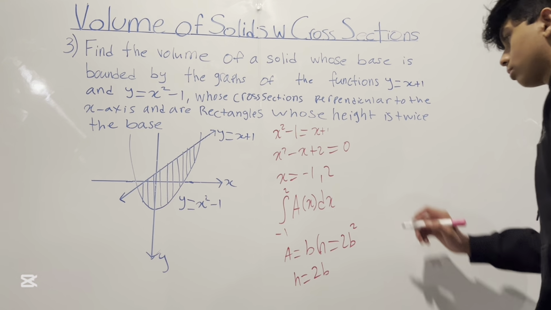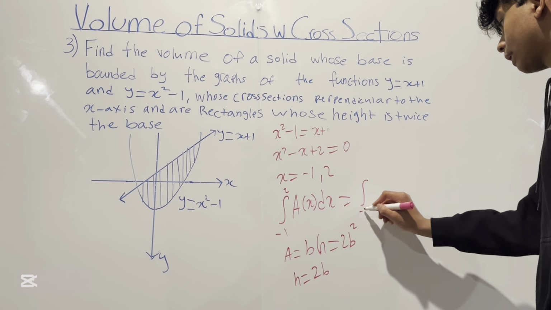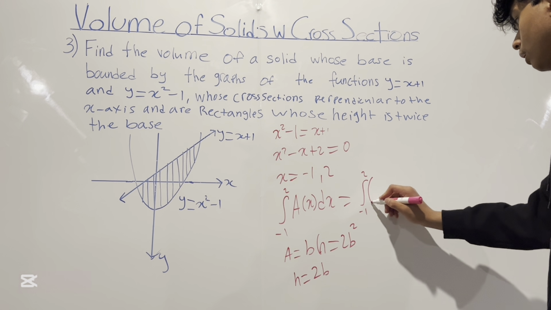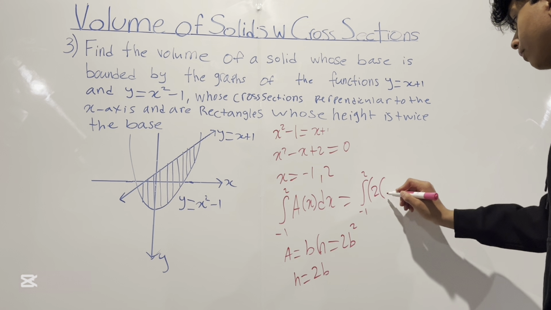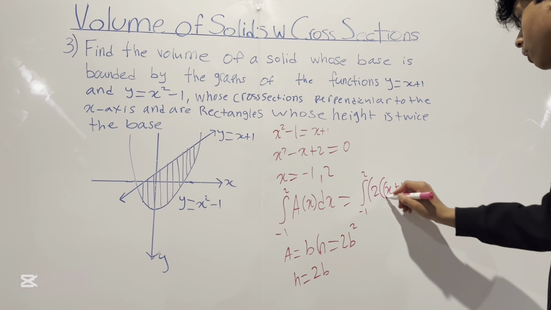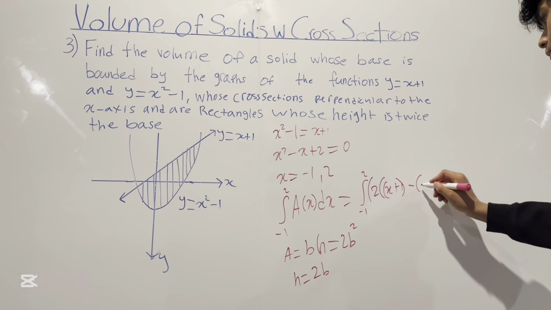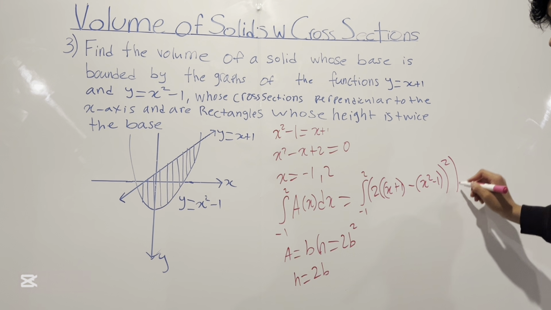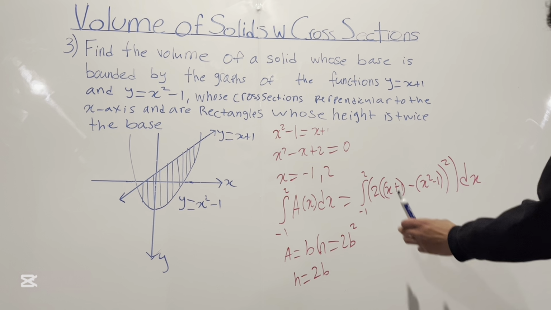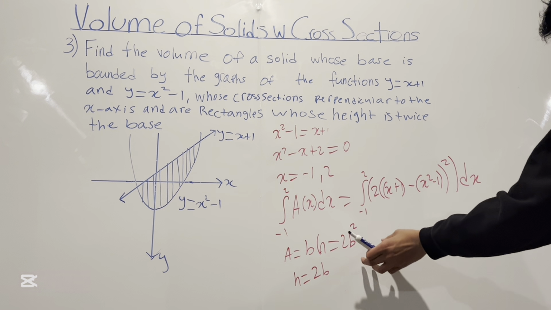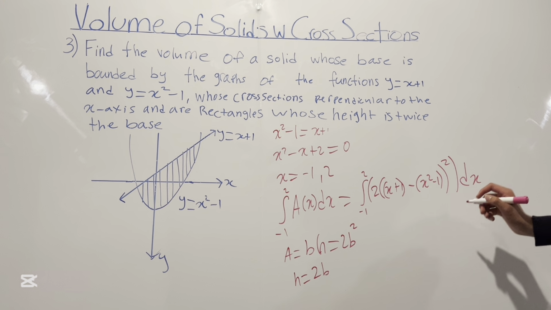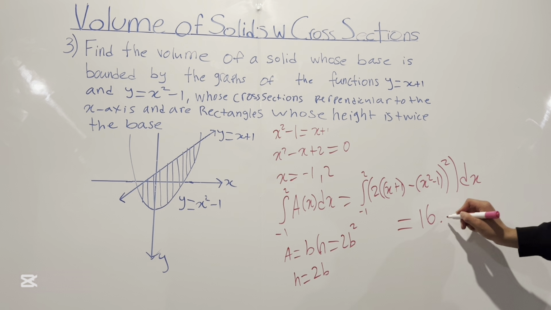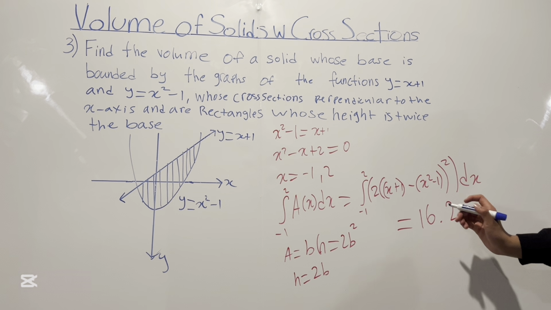So if we plug this in, we'll get the integral from -1 to 2. And remember, the 2 is outside the function, so it will be 2 times (x plus 1 minus x squared minus 1) whole squared dx. And you see how the 2 is outside because it's just 2b squared, not 2b whole squared. And if you plug this into your calculator, you should get 16.2. And this is our final answer.